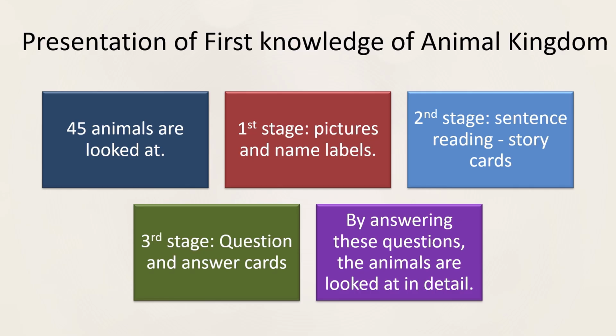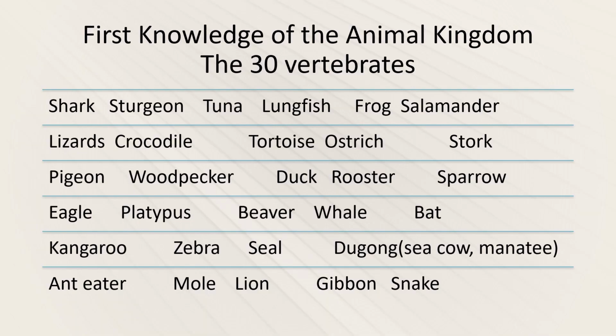The first stage is looking at pictures and name labels. The second stage is sentence reading, that is story cards. And the third stage is question and answer cards. By answering these questions, the animals are all looked at in detail. Here is a list of the first knowledge of animal kingdom, the 30 vertebrates that we use. You can go through this, and I will be giving all the cards for this.